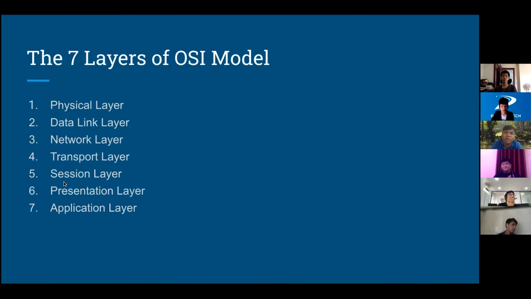And after that, this data will be encrypted, because it is sent from the outside through the OSI layers. So the presentation layer will decrypt this data and show it in your browser.